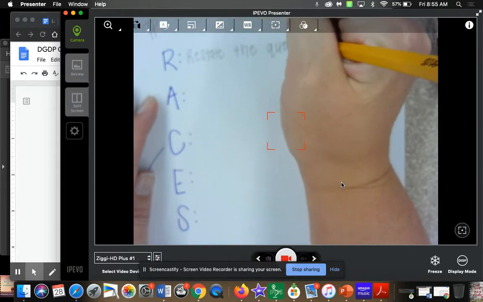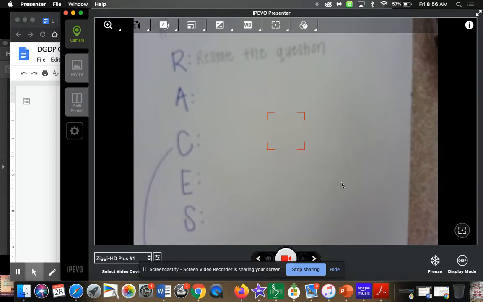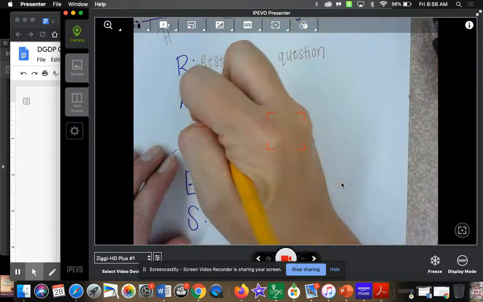Whatever the question is, you are going to turn it into a statement. So if it says, who is the main character? You would say, the main character is. You're going to take that question and turn it back into a statement. So what is the conflict? The conflict is. Then, after you have started that sentence by restating the question, you're going to answer the question.